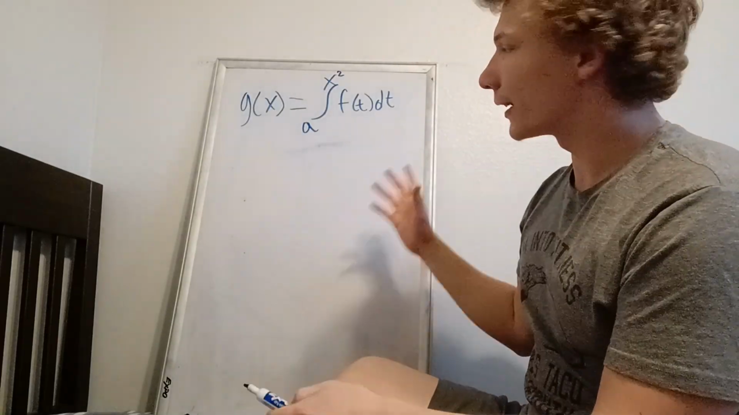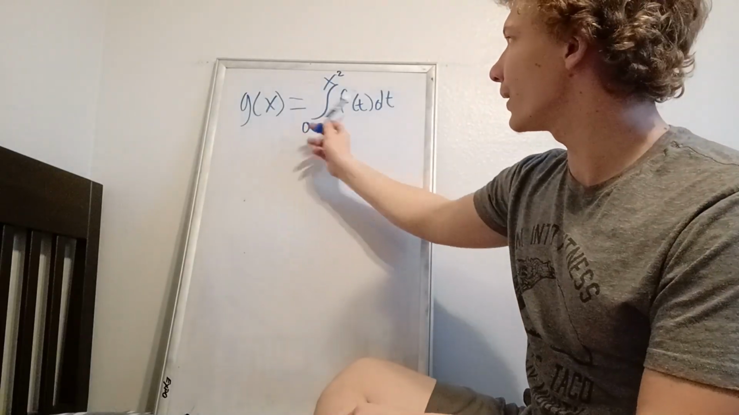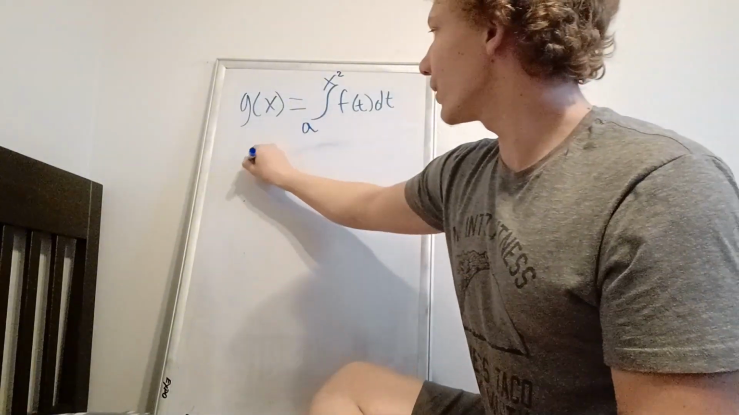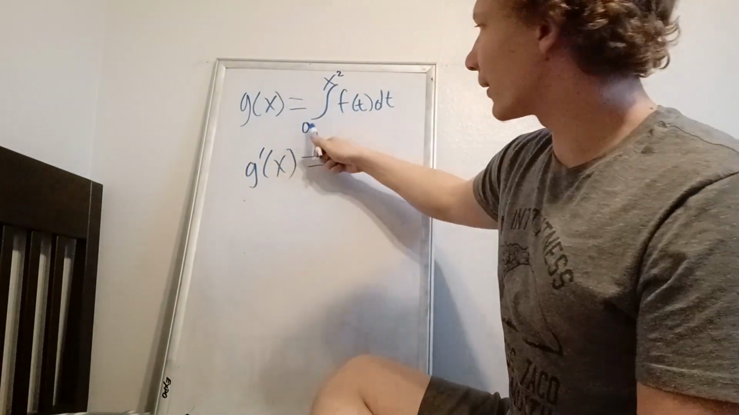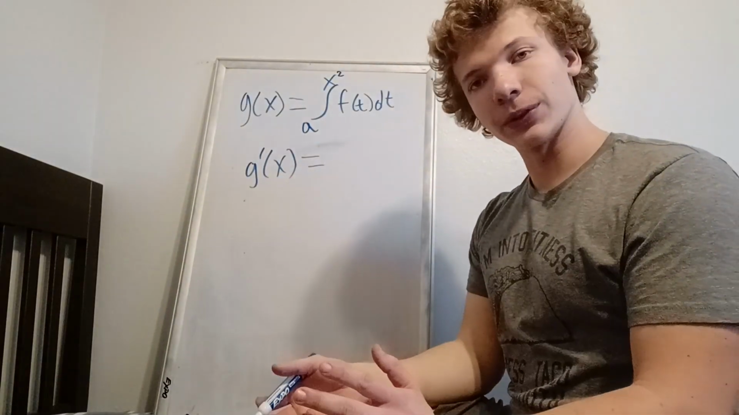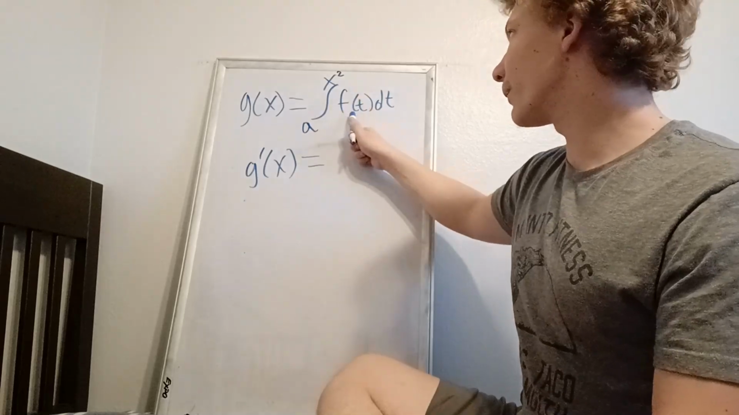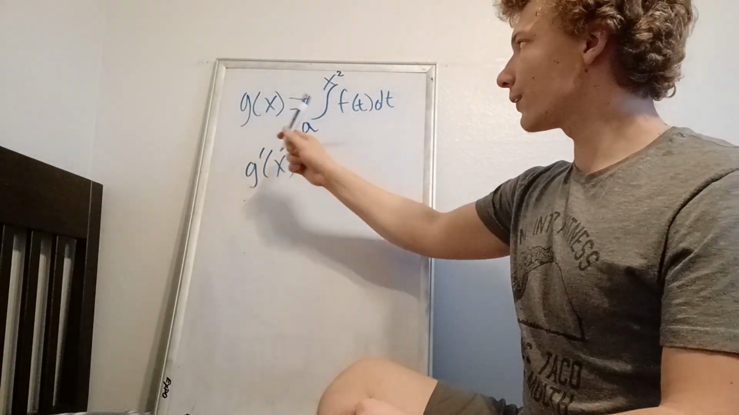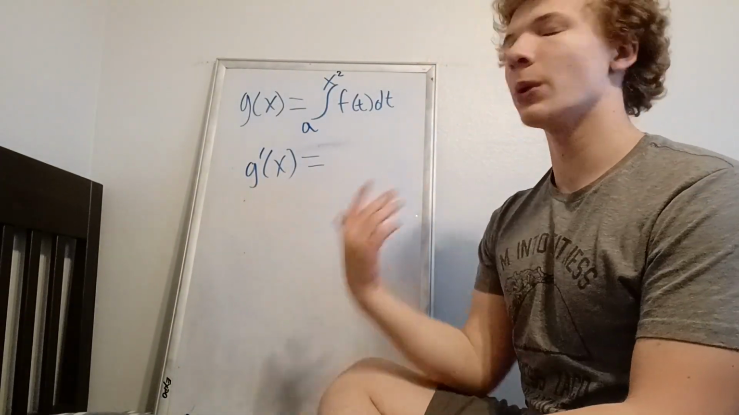Now, this is clearly not the same thing, and we can't just say that the derivative of g is the inside anymore. But what is it? Well, g prime of x, because of the Fundamental Theorem of Calculus, will have the antiderivative of f evaluated at x squared, and minus the antiderivative at a will always be constant, so when we take the derivative, we won't worry about that.